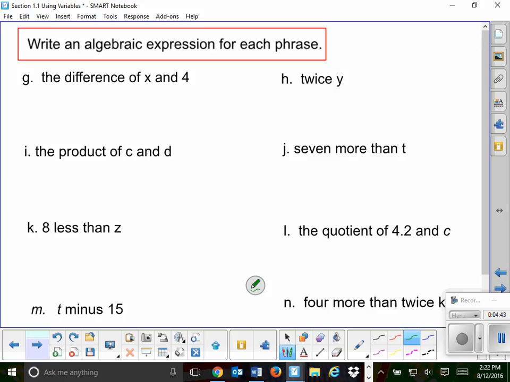Right now, I want you to work on the ones G through N on here. So pause the video, see what you come up with, and then turn it back on, and I will start writing those answers. So try it on your own, pause it, and we'll be right back.